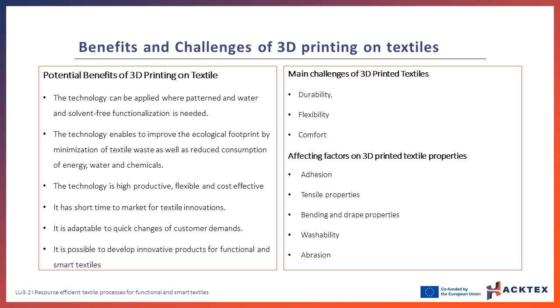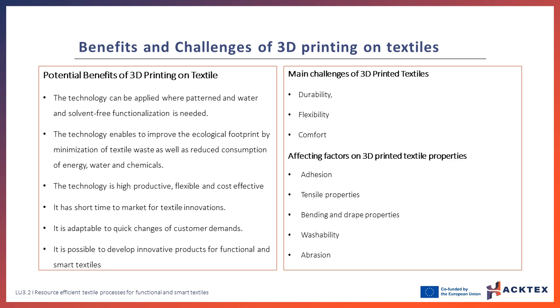3D printing on textiles offers numerous advantages, including patterned and water- and solvent-free functionalization, improved ecological footprint, high productivity, flexibility, cost-effectiveness, shorter time to market for textile innovations, adaptability to changing customer demands, and the ability to develop innovative products for functional and smart textiles. These benefits make 3D printing on textiles a promising technology with the potential to revolutionize the textile industry.